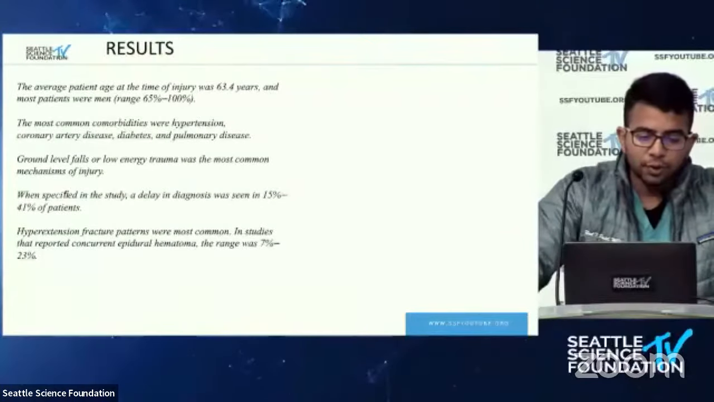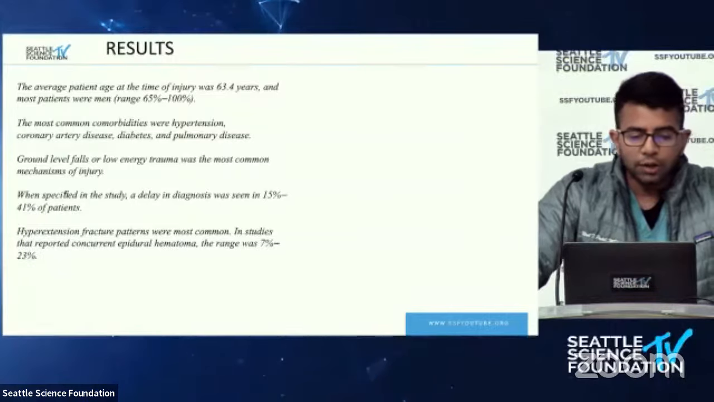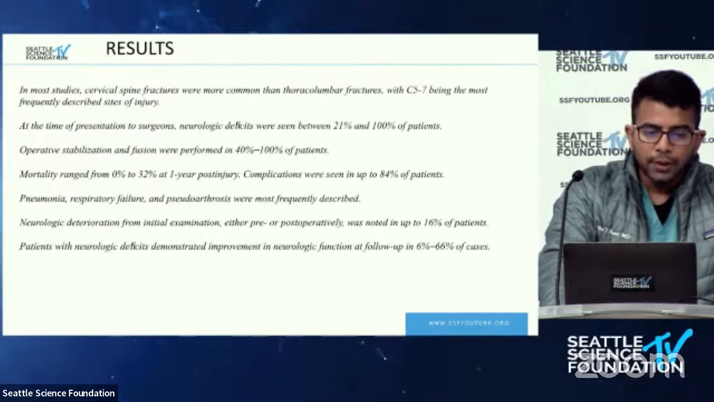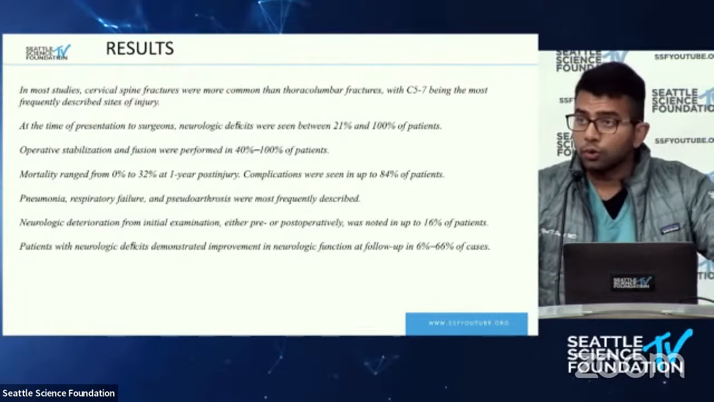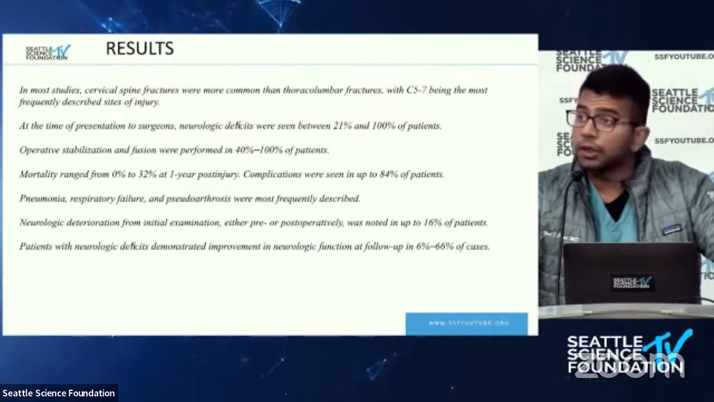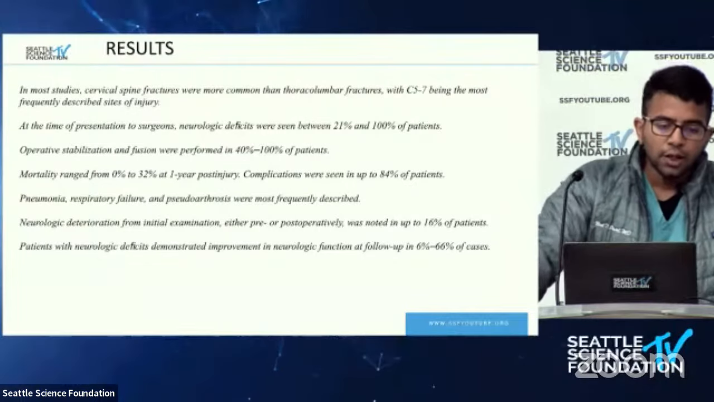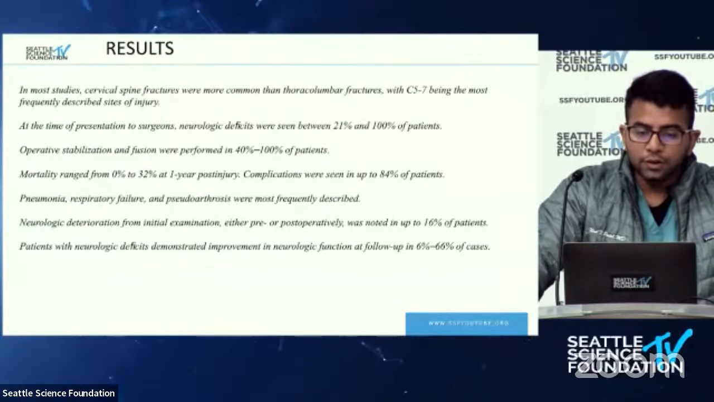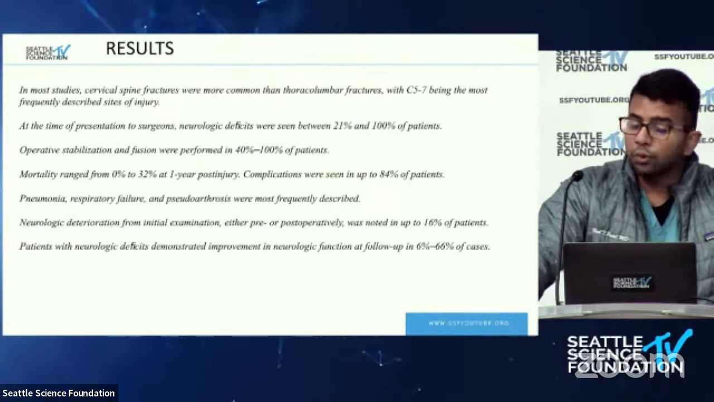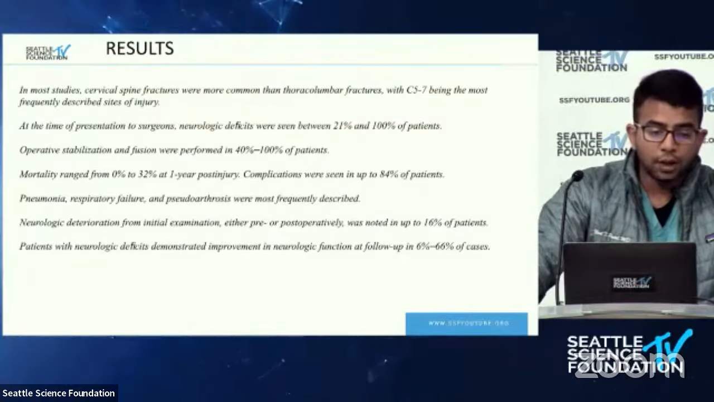When specified in a study, the delay in diagnosis was anywhere between 15 and 41%, and hyperextension fracture patterns were most common. All of these also had concurrent epidural hematoma that ranged up to 25%, so a quarter of these patients. In most studies, cervical spine fractures were most common. Second most common were thoracolumbar fractures, with C5 to 7 being the most frequently described site of injury. At the time of presentation, neurologic deficits were seen in 21 to 100% of the patients. Operative stabilization and fusion was performed anywhere between 40 to 100% of the time.